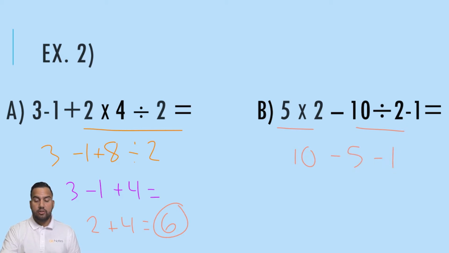Because subtraction and addition are the same line, just go left to right. 10 minus 5 is 5. 5 minus 1 is 4. And that's my final answer, 4. Hopefully you got those right. If you did, excellent job. If not, hopefully you saw your mistake.